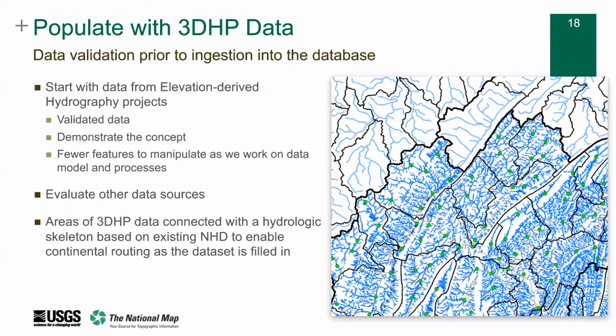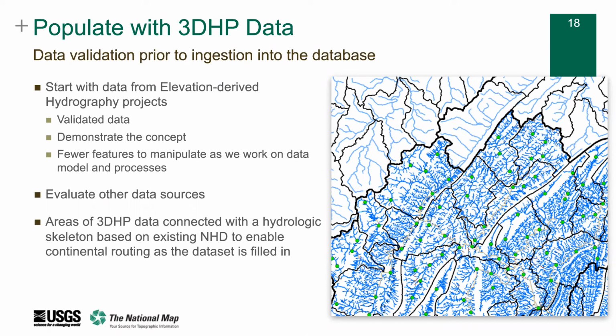I mentioned populating the 3DHP data set. One of the key aspects of this is we're going to validate the data before it goes in the database. This is something that we've never really done before. But having only clean data in the data set means we have to do a lot less fixing and processing on it later. Starting with validated data also gives us an opportunity to demonstrate some of the concepts, and as we make modifications to tools and processes, maybe the database itself, doing those manipulations on a few million features is a lot easier than doing them on a couple hundred million features.